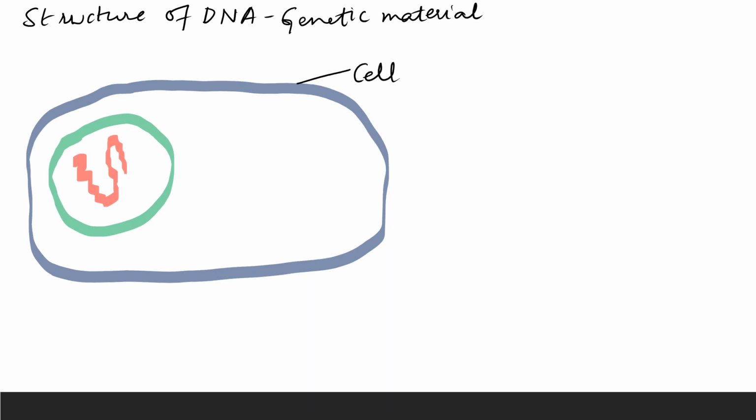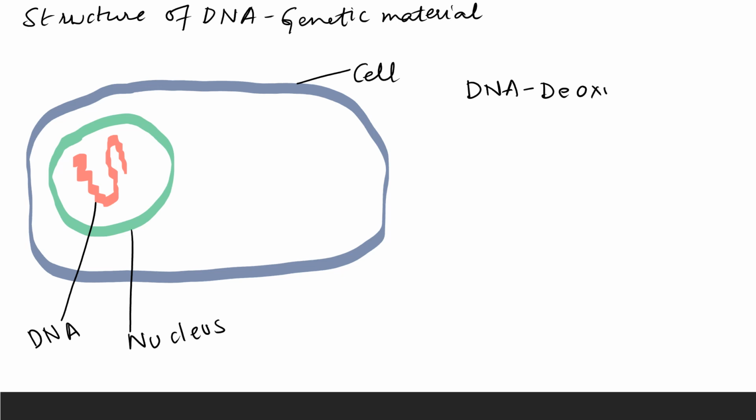So this is the structure of a cell, and this is the nucleus in this, and in the nucleus we have DNA, and today we're going to talk about this DNA, that is a genetic material. So what is the full form of DNA? That is deoxyribonucleic acid, right?